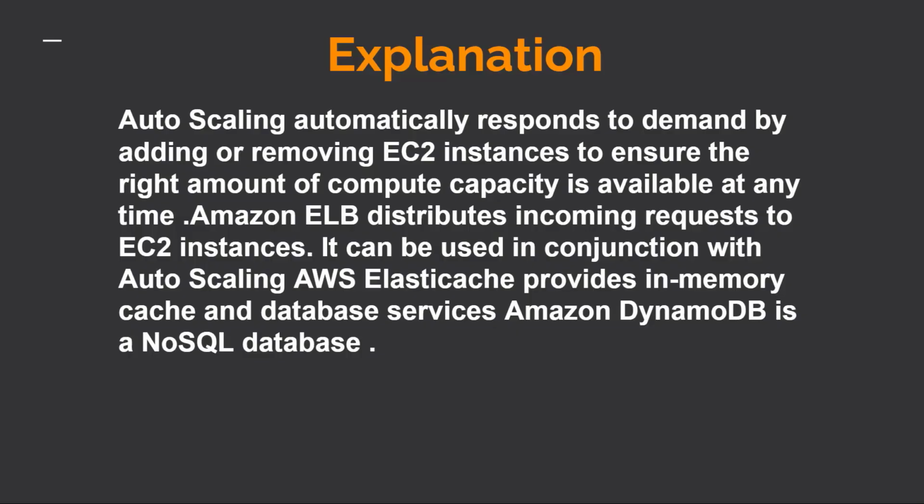Explanation. Auto-scaling automatically responds to demand by adding or removing EC2 instances to ensure the right amount of compute capacity is available at any time. Amazon ELB distributes incoming requests to EC2 instances. It can be used in conjunction with auto-scaling. AWS Elasticache provides in-memory cache and database services. Amazon DynamoDB is a NoSQL database.